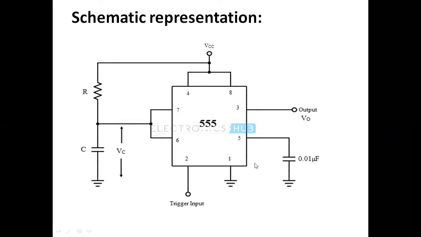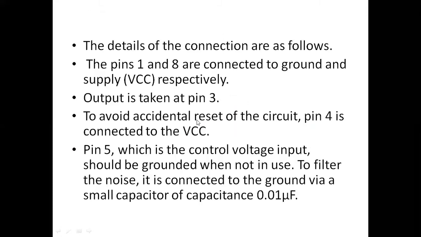This is the schematic representation of 555 timer. We are connecting the resistor and the capacitor externally to the 555 timer. In order to design the monostable multivibrator, we should connect the resistor and the capacitor, and depending on the values of the resistor and the capacitor, we can get the output pulse duration. That means the pulse width of the output waveform depends on the values of R and C.